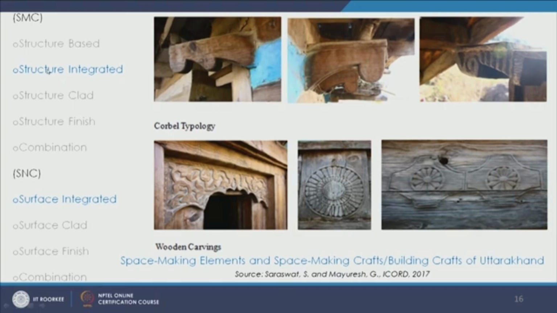So here again we see structure integrated craft, which is an important part of the structure. May not be structure based, but definitely helps in the strengthening of the structure, and it's also beautiful and aesthetic with all the moldings and the forms that we get. And then we have the surface integrated carvings, which are on the surface and they are a part of the surface. They are for ornamentation, they have aesthetic value, also the meanings that the community follows.